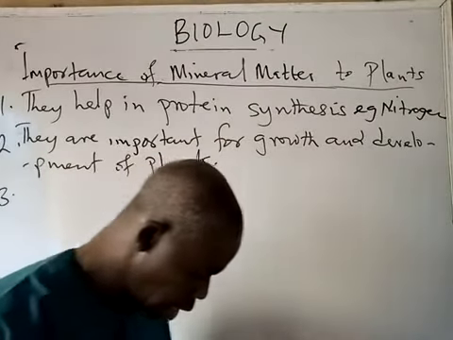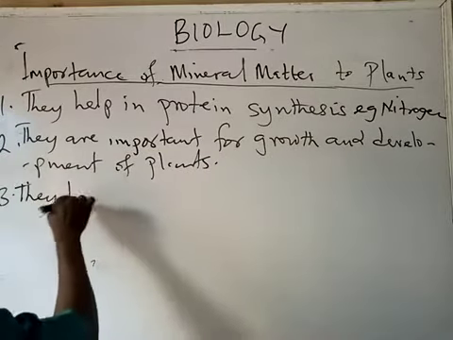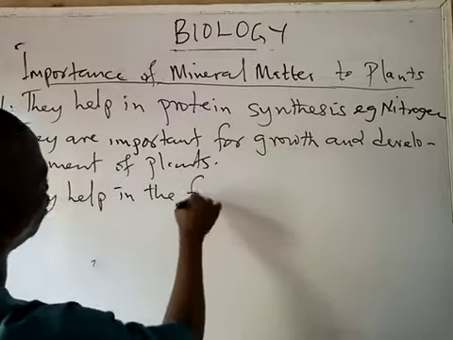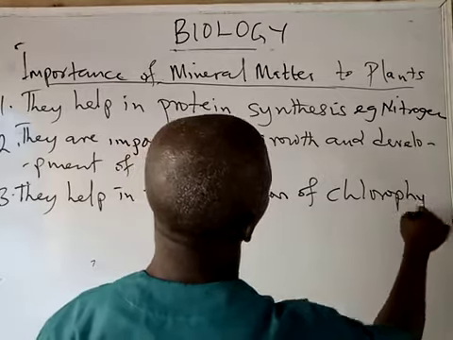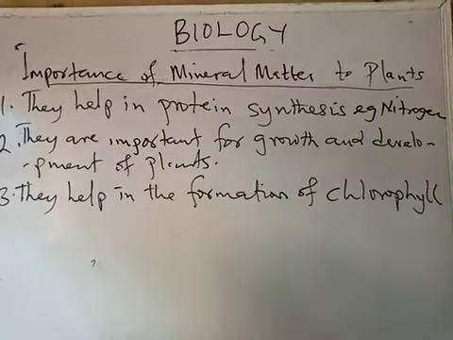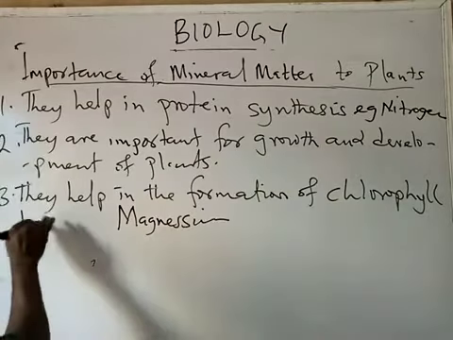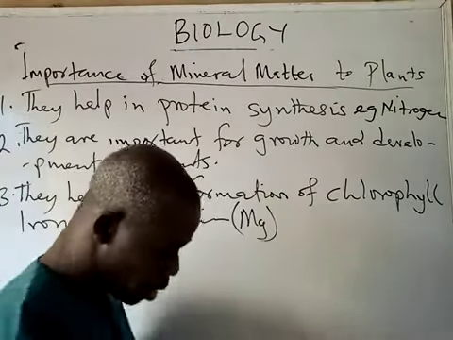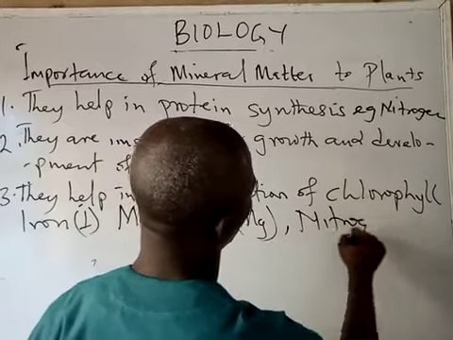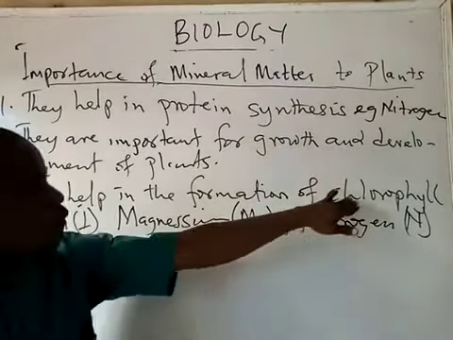Three, they help in the formation of chlorophyll, particularly magnesium, iron, and nitrogen. These are mineral matter. These ones help in the formation of chlorophyll in plants.